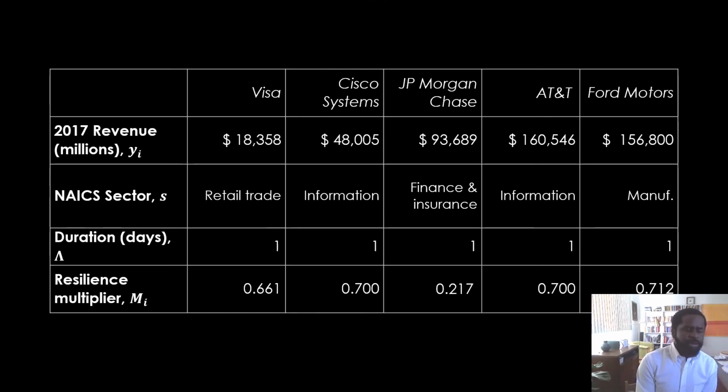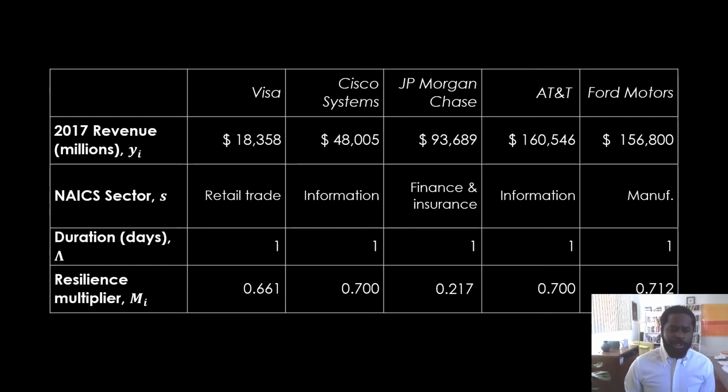So here's what those firms look like, right? Visa is the smallest by revenue, with about $18 billion in revenue. Then Cisco's larger, and JP Morgan Chase is very large, and AT&T and Ford are quite large in revenue, but also similar in size. And they're different sectors. So Visa's retail trade, Cisco is systems information, we have financial insurance, and AT&T, while similar in size, are different in their industry structure, right?